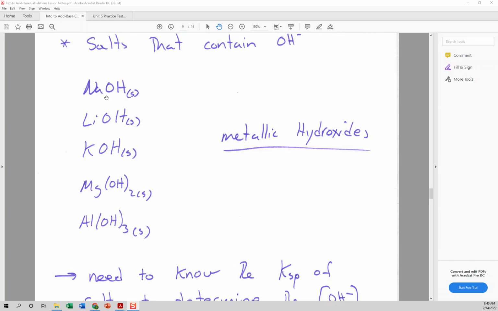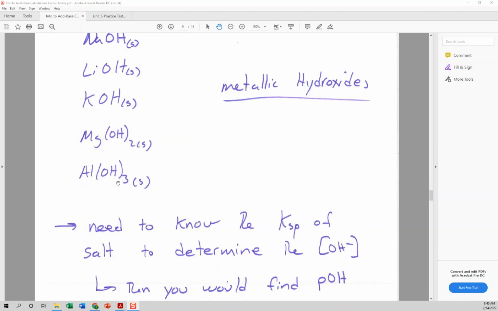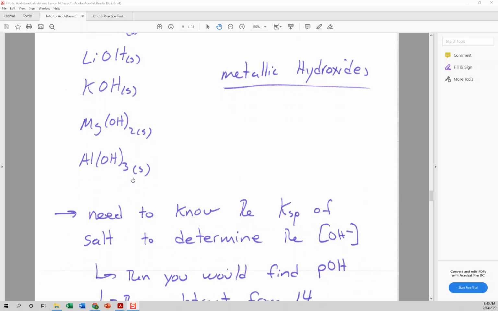But a strong base doesn't start out aqueous. It starts out as a solid salt, so sodium hydroxide, lithium hydroxide, right? Metallic hydroxides could be considered strong bases because if they do dissolve, you get OH minus. If magnesium hydroxide dissolves, you get 2 hydroxides. For every 1 mole of magnesium hydroxide that dissolves, you get 2 moles of hydroxide. For every 1 mole of aluminum hydroxide that dissolves, you get 3 moles of hydroxide.